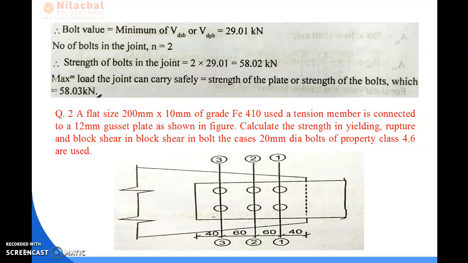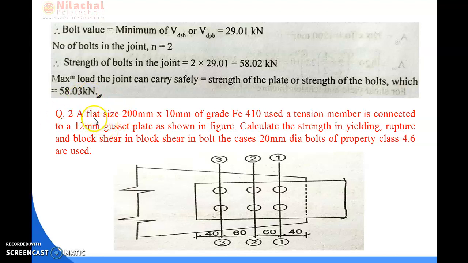In the last class we did a numerical based on tension member, and this numerical is based on the plate section. Today we will discuss another numerical which is based on the plate section of tension member.